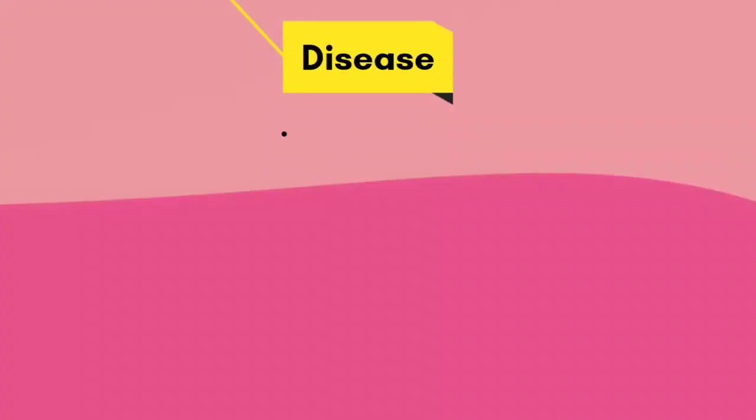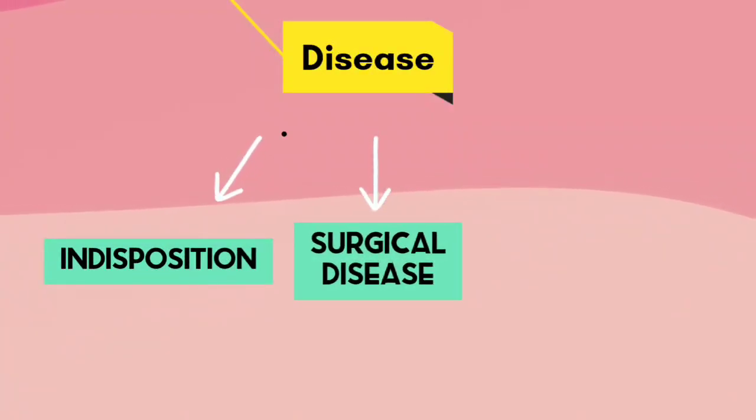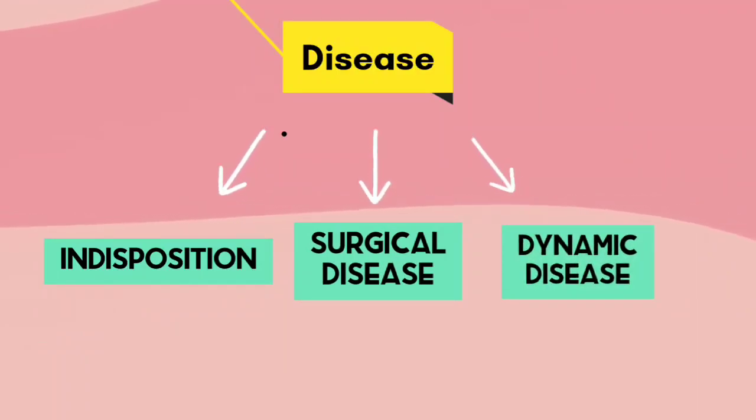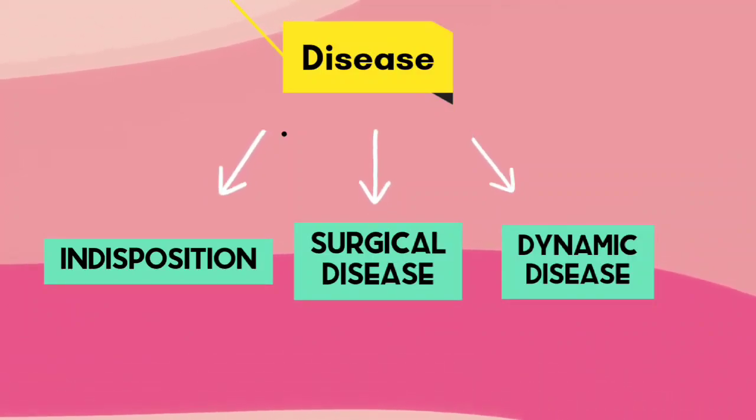So diseases are firstly divided into three categories. The first is indispositions, second is surgical diseases, and third is dynamic diseases. So now let's understand all these three types of diseases in detail.